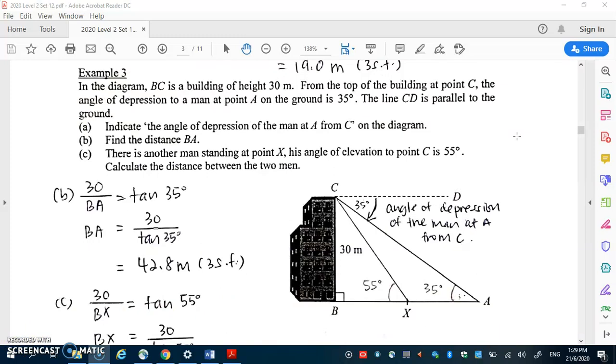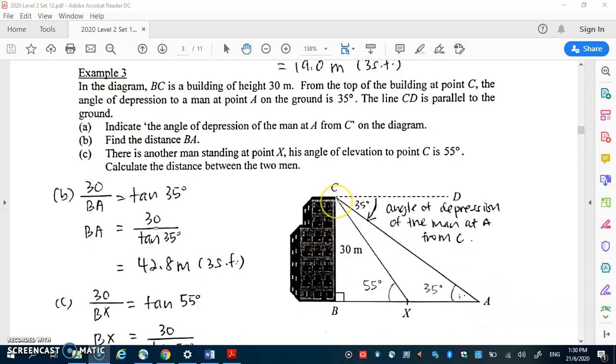Okay, example 3. Now we're looking at this question. In the diagram, BC is a building of height 30 meters. From the top of the building at point C, the angle of depression to a man at point A on the ground is 35 degrees. So remember, the man is on the ground. He's just a point, okay? He's like point A. He's just on the ground, flat on the ground.